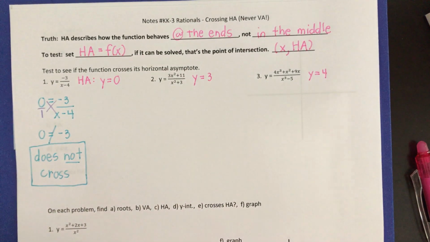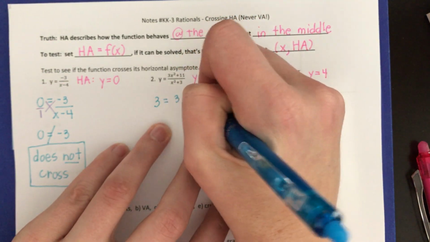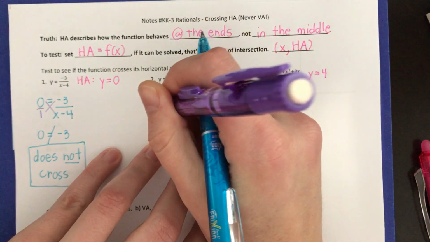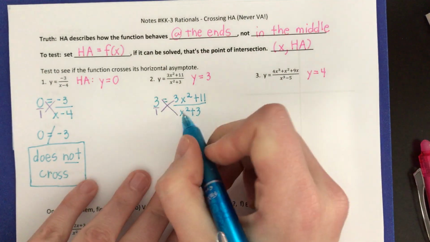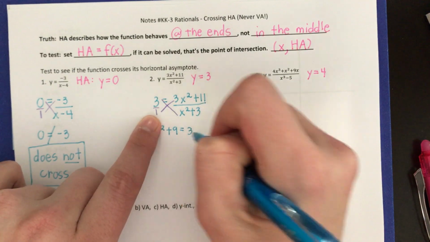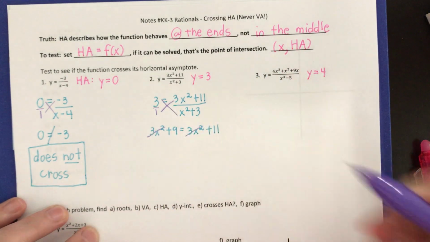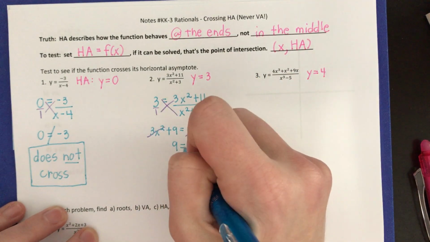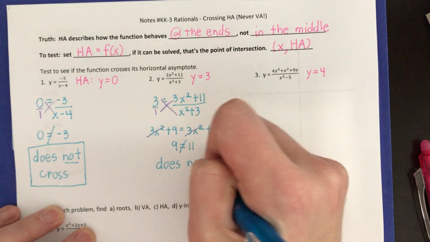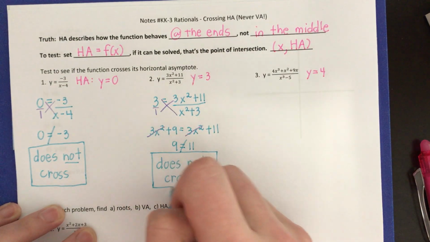Look at number 2. So 3 equals the function, 3x squared plus 11 over x squared plus 3. So put the 3 over 1 and cross multiply. So 3 distributes into the denominator, so 3x squared plus 9 equals, 1 distributes, which would keep the numerator the same. Of course my 3x squareds can simplify out, which would leave me with the statement 9 equals 11. Not true. So it does not cross. I bet you guessed it. I bet you think this next one's going to cross.